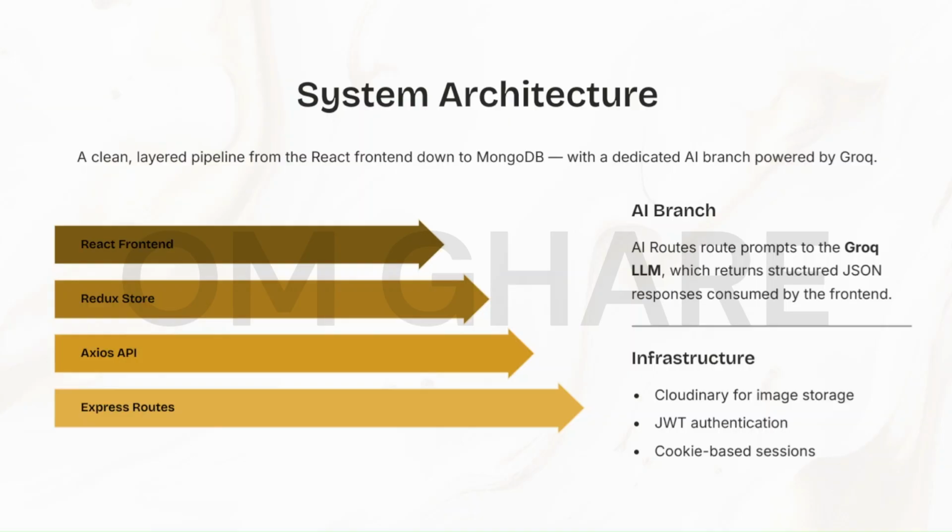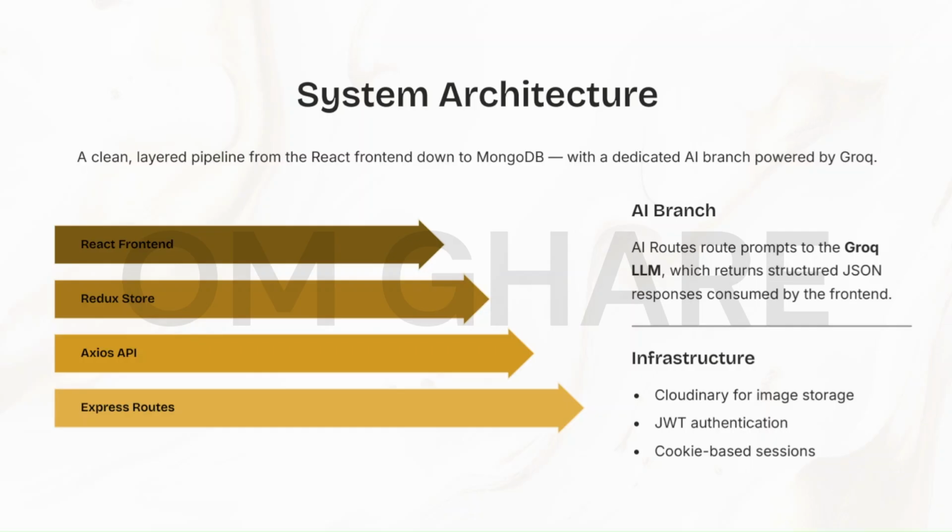Now, let's take a closer look at the complete system architecture behind Food Genie. The application follows a layered architecture where every layer has a specific responsibility. The process begins at the React frontend. This is where all the users interact with the application through pages such as home, restaurants, menu, carts, orders, and the AI features. Whenever a user performs an action, the request is first passed through the Redux store. A Redux store manages the application's global state, ensuring that user information, shopping cart contents, authentication status, and other shared data remain synchronized across all the components.